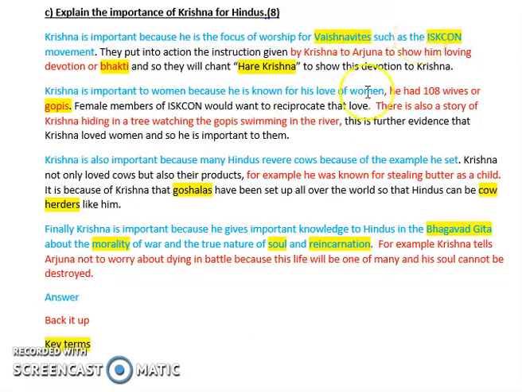So Vaishnavites, ISKCON, Bhakti, Hare Krishna in paragraph 1. Gopis in paragraph 2. They're the cow herders. Goshalas, cow sanctuaries, and cow herders there. I could have said cow sanctuary there, but I've chosen the word Goshala because I want to use a key term, because I know that's something that the examiner is looking for. Bhagavad Gita, morality, soul, reincarnation.